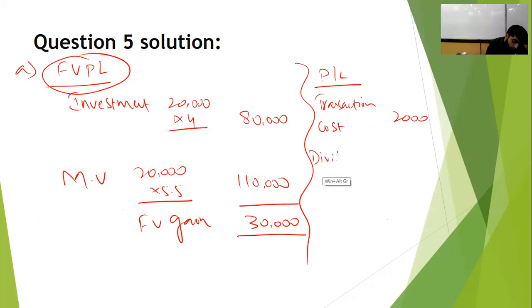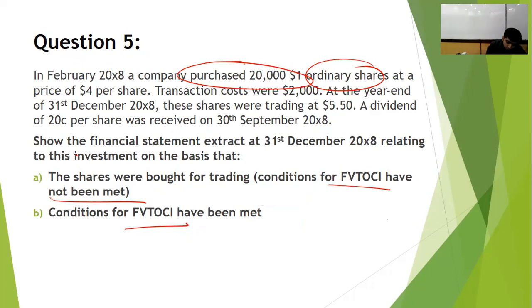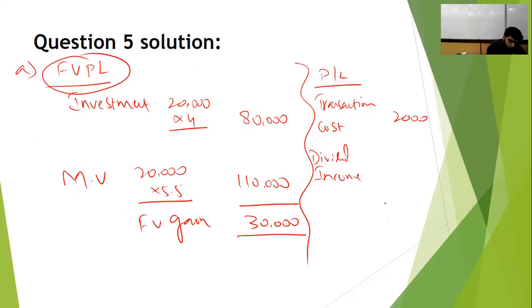And we are receiving an amount of dividend. What we discussed at the start of the lecture is that any amount of dividend you're receiving in respect of the shares will be recognized in P&L, either you are following the OCI approach or the P&L approach. So we'll be recognizing this dividend income in P&L, and the dividend was 20 cents per share. We have 20,000 shares, so 20,000 multiplied by 0.2 makes $4,000 dividend income. It means the net amount in P&L would be $4,000 as an income and $2,000 as an expense.